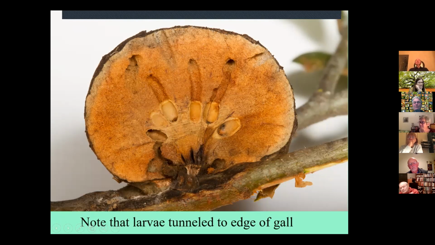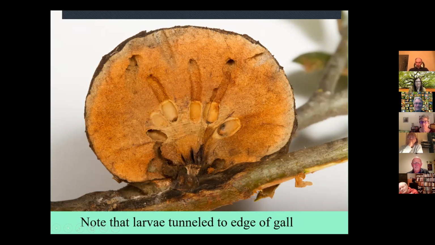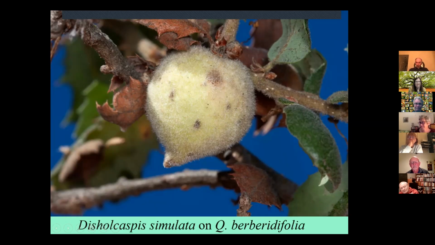Now we know that the larva probably actually chewed it while it was still larval, before it pupated, chewed it all the way to the edge, and all the wasp is going to have to do is push the edge out, and then she'll be free to fly away. So, they tunneled to the edge.